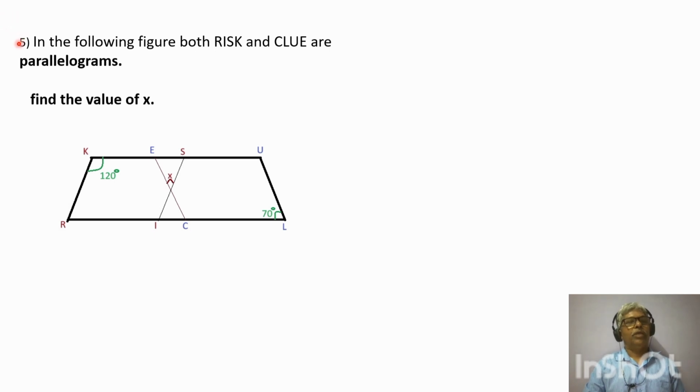Next one, fifth one. In the following figure, both RISK and CLUE are parallelograms. So this is what is given, and we have to find x. Find the value of x. RISK is a parallelogram, and CLUE is also a parallelogram. Then using proper properties, you have to find x.